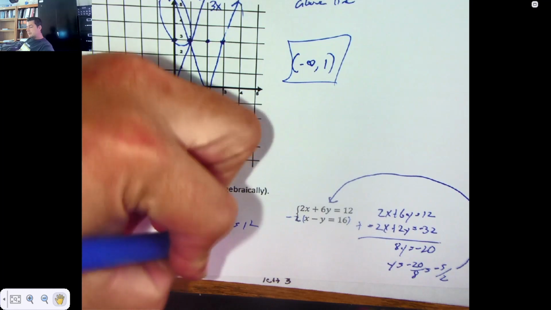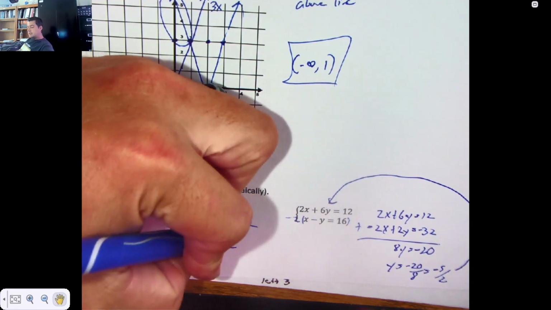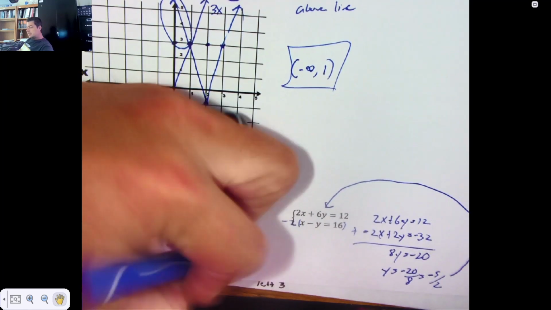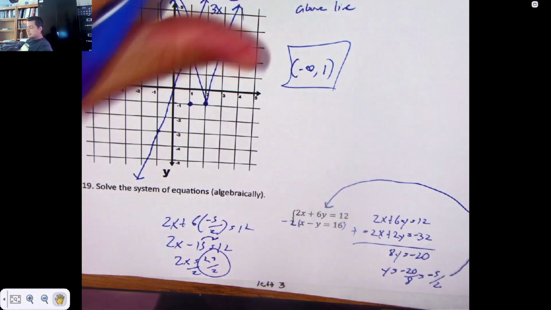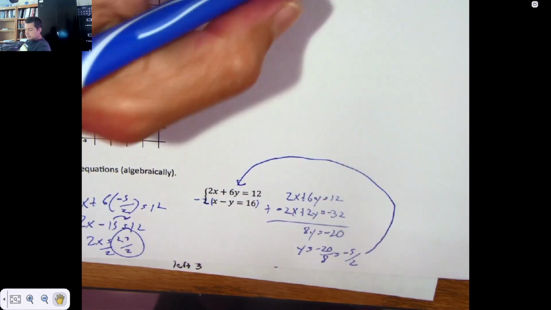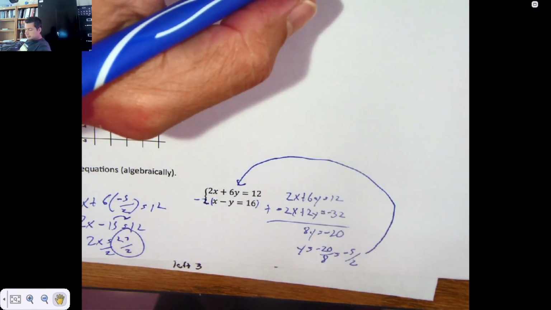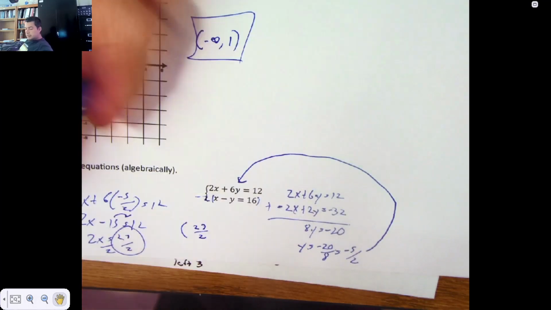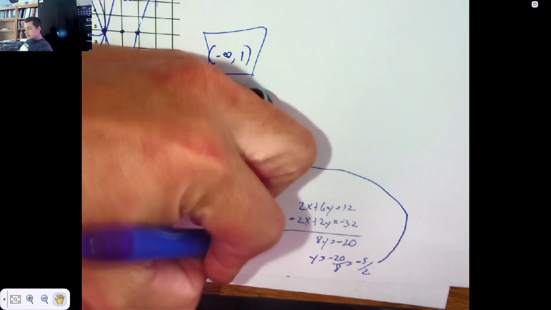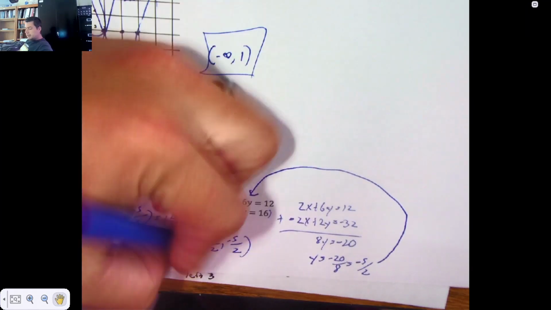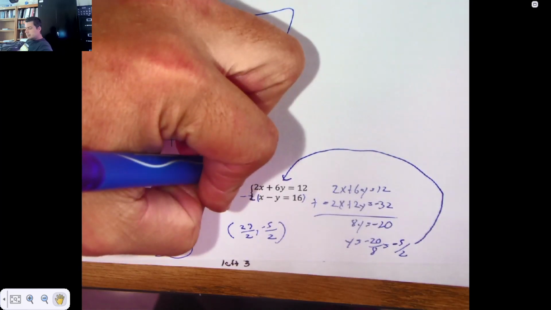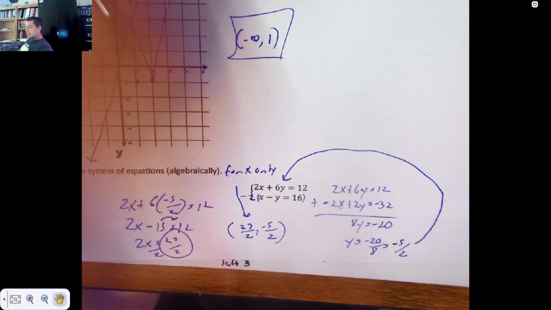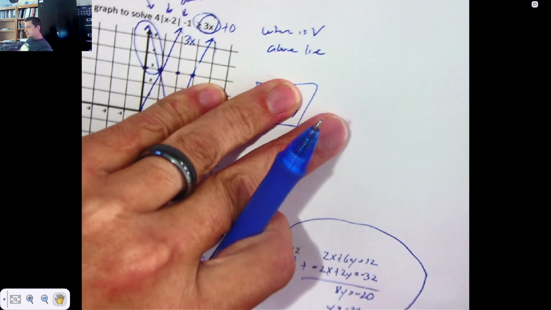So 2x minus 15 is 12. I add 15 to 12, I get 27. I divide by 2, and there's my x value. Assuming I made no mistakes. I don't think I did. Anyways, ordered pair. Well, actually, what do I want? The ordered pair is 27/2, -5/2. And I feel like your test says 4x only. So, that one. And then there's the last one.